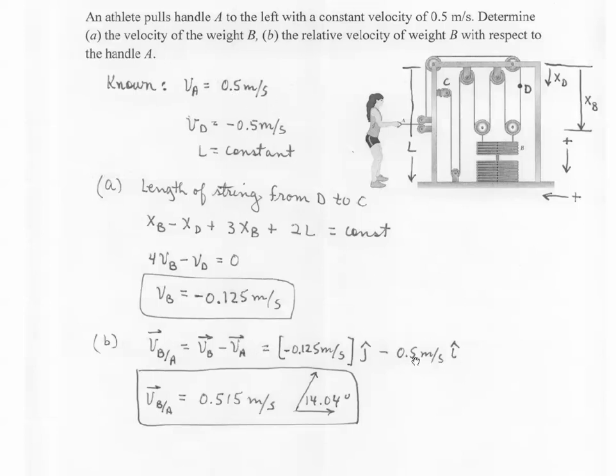the i unit vector. So when you take the square root of the sum of the squares of the 2 components right there, you'll get 0.515 meters per second. And when you do the inverse tangent of the j component divided by the i component, then you'll get 14.04 degrees. And since both of these terms are negative, that means it's in the negative x and the negative y, which is that way, so it's off in this direction right here, 14.04 degrees above the negative x axis.